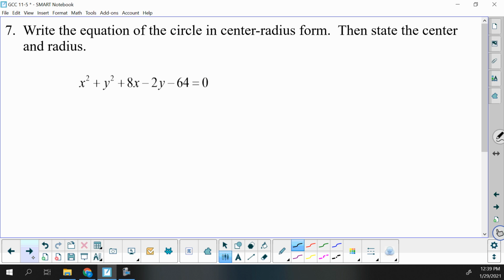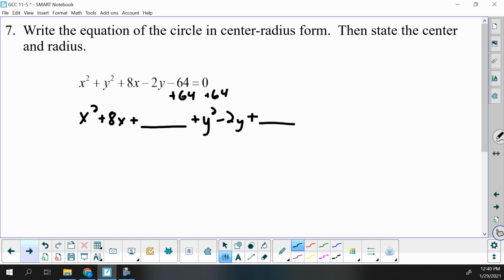All right, we'll try one more of these. So we're going to put it in center radius form. It's currently in standard form. We'll need to complete the square. So we'll start out, add our constant over to the other side. Now, as I rewrite this, I'm going to already go ahead and group the x's and the y's together. And then we've got our 64 over on the other side. So that saves you a step. Instead of just rewriting it all mixed up, write it in the order that we want it.